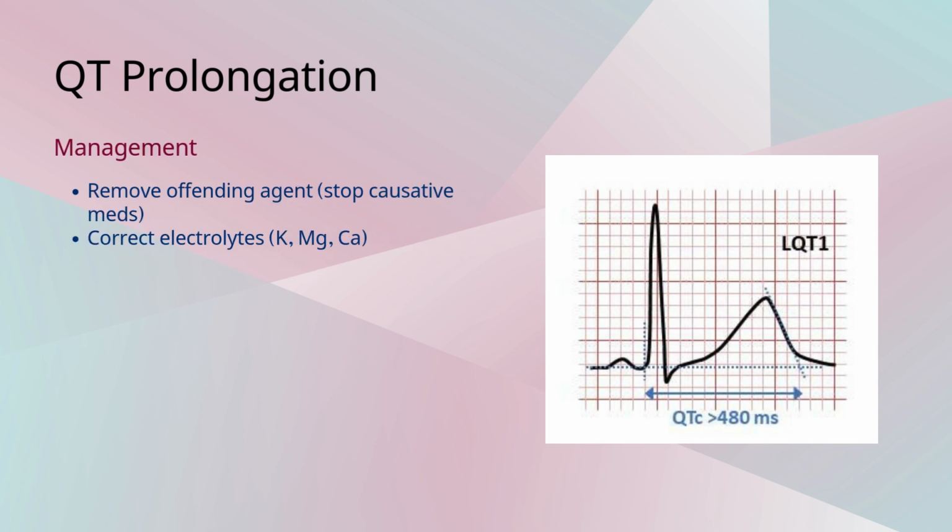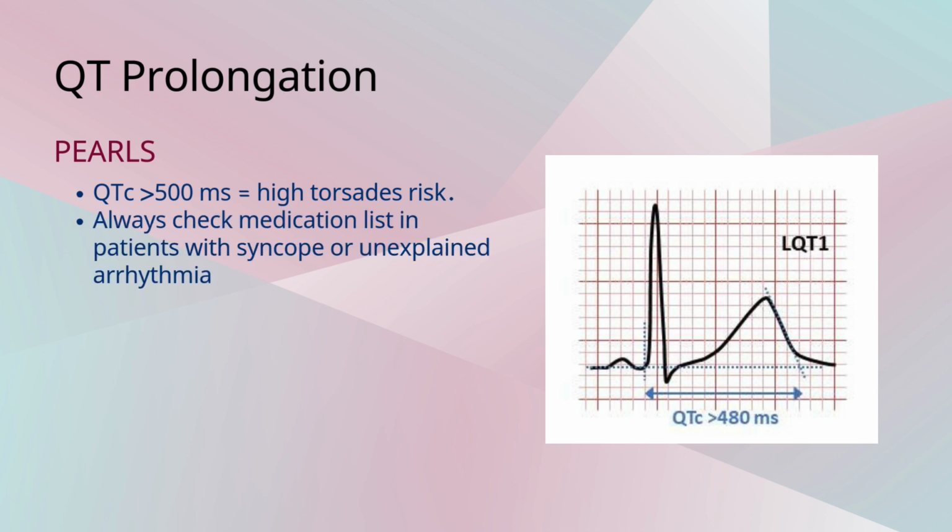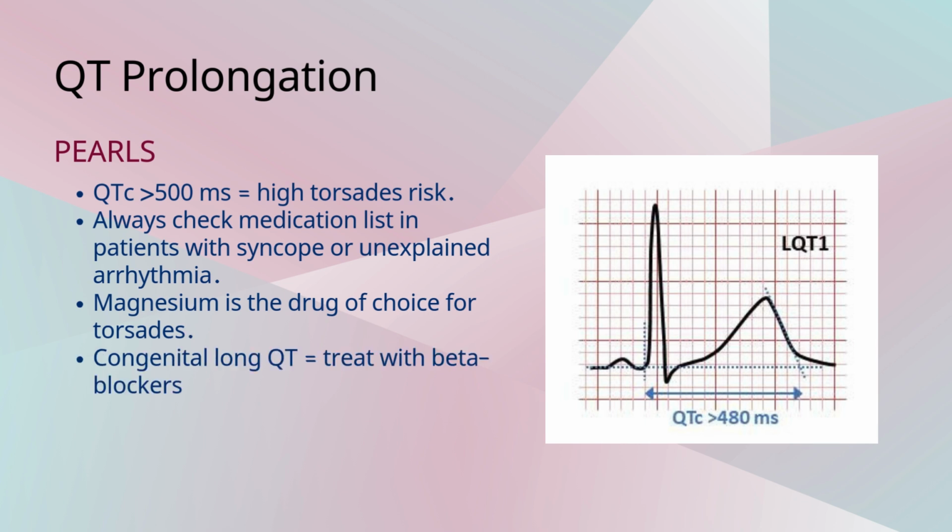Our management starts with removing the cause, so we want to stop any offending agents and correct any electrolyte abnormalities. In congenital long QT, beta blockers are often used to reduce the risk. So here are our pearls. A QTc over 500 milliseconds is considered high risk for torsades. Always check medication lists when you see a patient with unexplained syncope or arrhythmias. Magnesium is a drug of choice for torsades, which we'll talk more about later. And congenital long QT is managed with beta blockers and sometimes, depending on the risk, an implantable ICD.